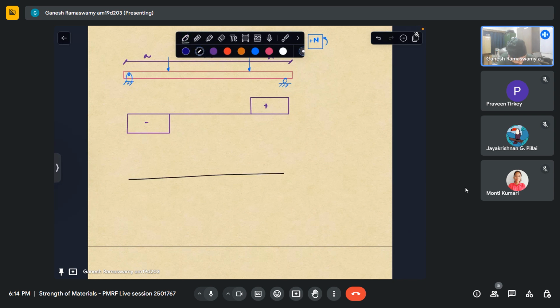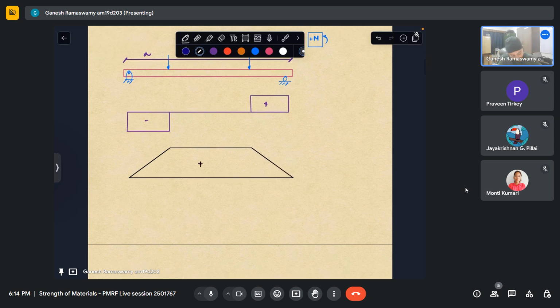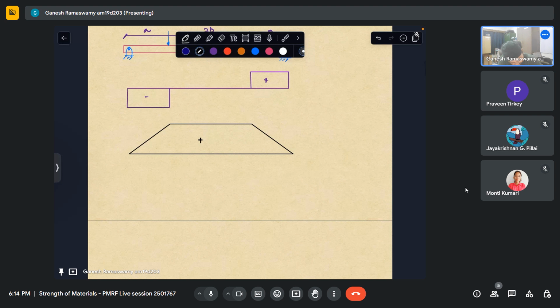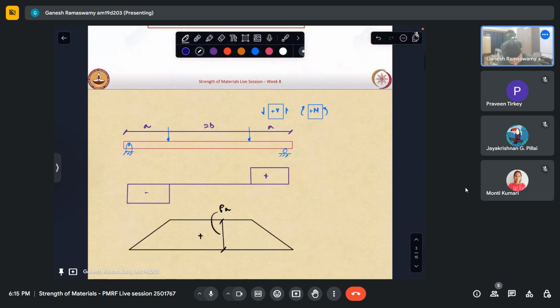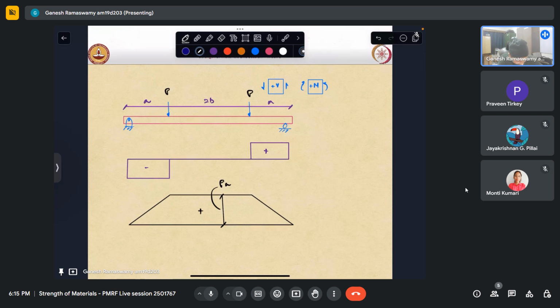And then the bending moment diagram will be something like this, where this is this magnitude. This is PA. If I call this P, let that be A, and this is nothing but plus PA.